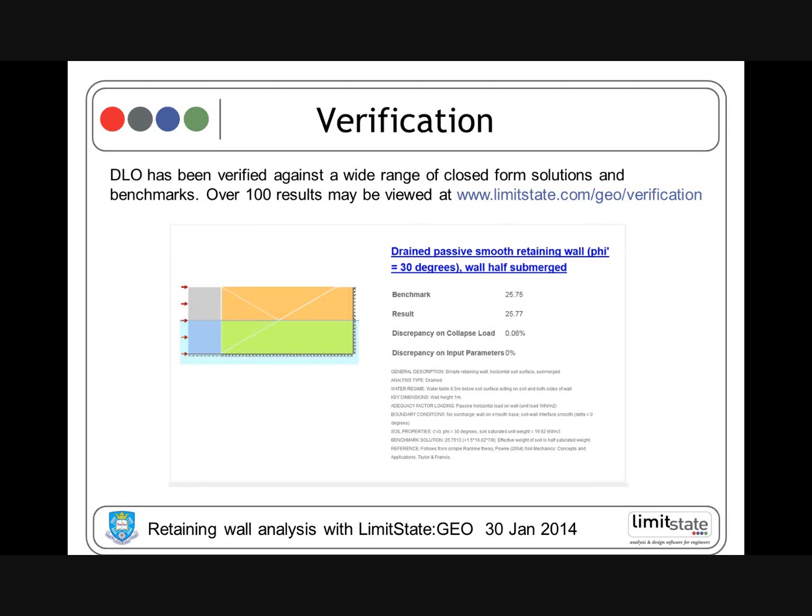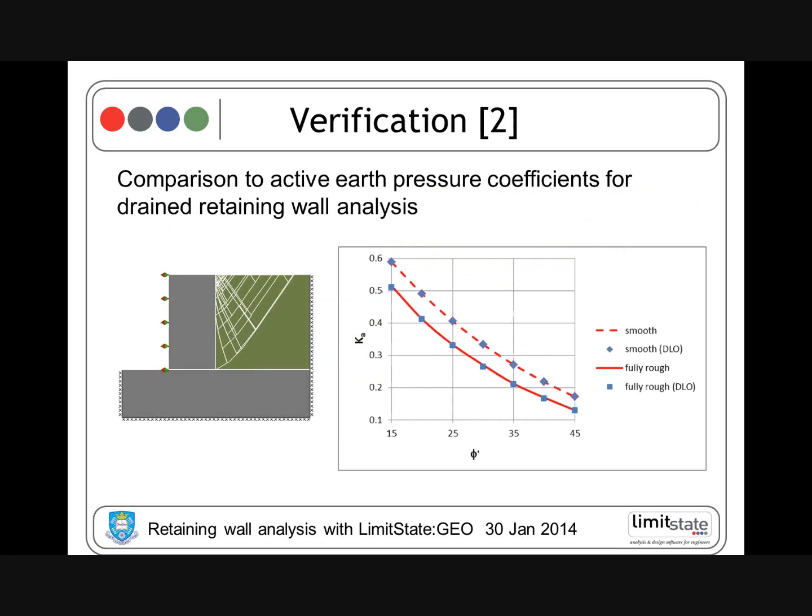So there are a lot of other results there, and perhaps picking another aspect of verification, this is looking at active earth pressure on a gravity wall with either a smooth interface on the back of the wall or a fully rough interface. And the graph on the right, the red lines are the theoretical values from conventional theory, and the blue markers are the results from DLO or LimitState GEO, and they pretty well match all the way down.